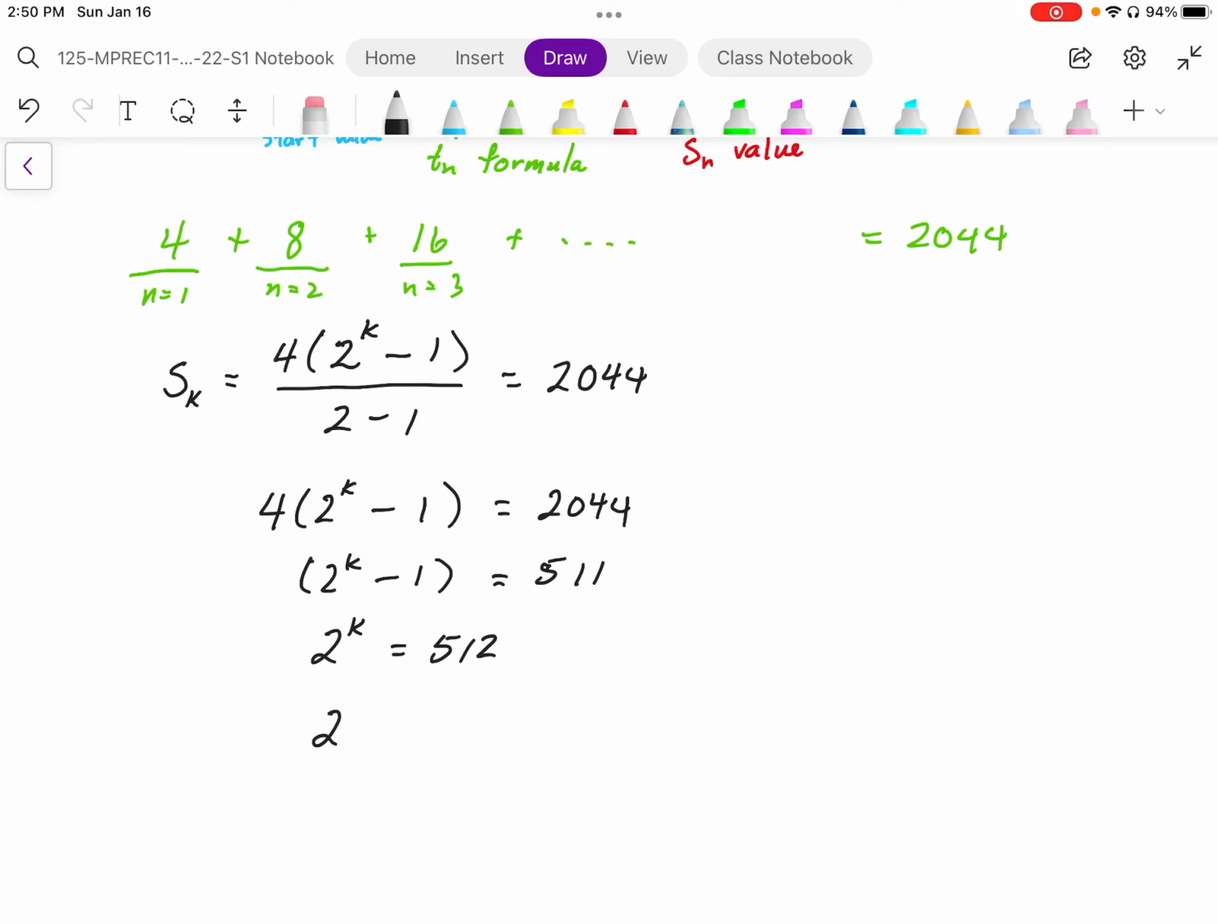And then 2 to the power, in this case it looks like 2 to the power 9, is going to give us 512. 2 to the power 9 is equal to 512. So I'm going to solve for the k using a log. So log base 2 of 512 is equal to k. The k value looks like it's equal to 9. So if I sum up 9 terms, I'm going to end up with the sum of 2044.